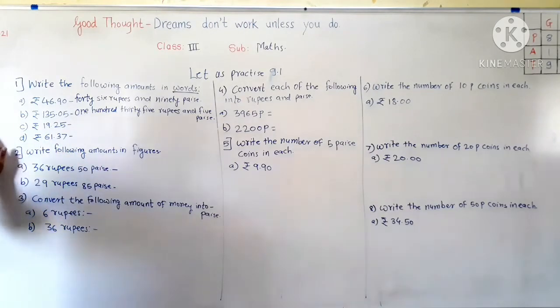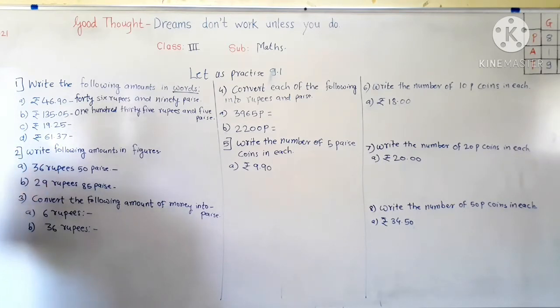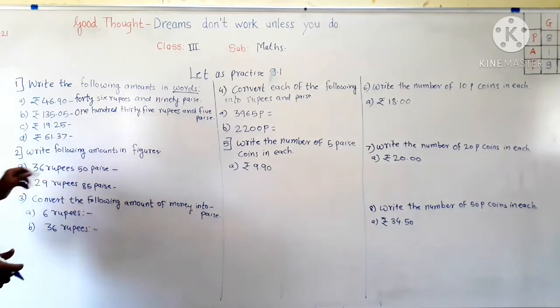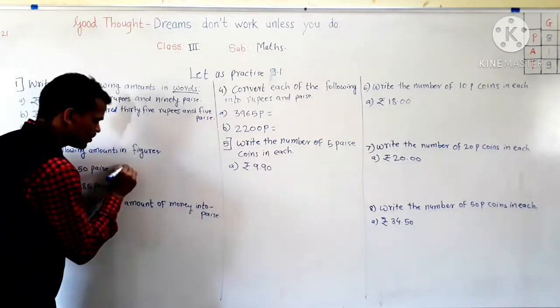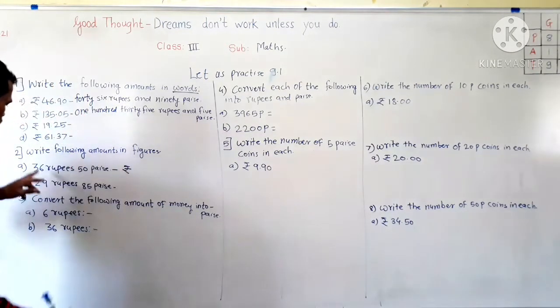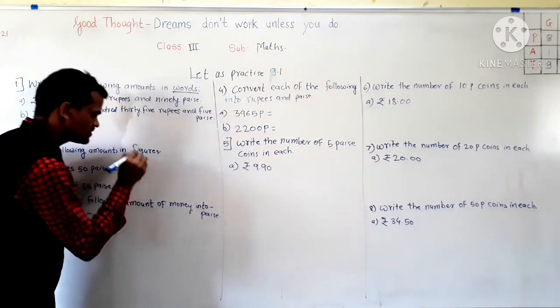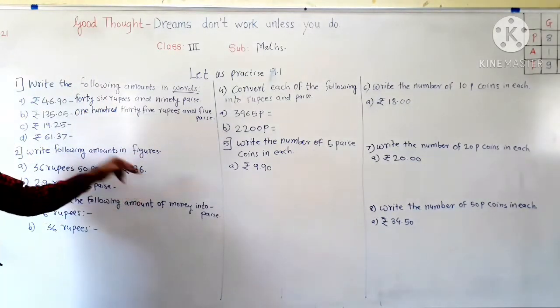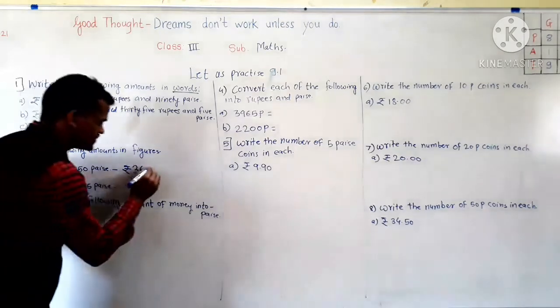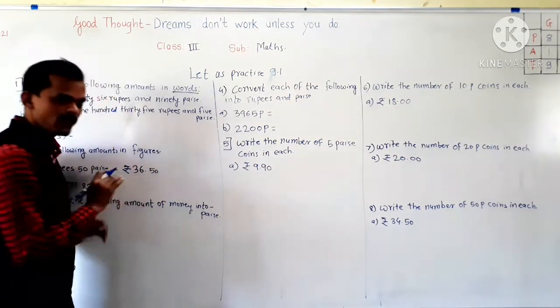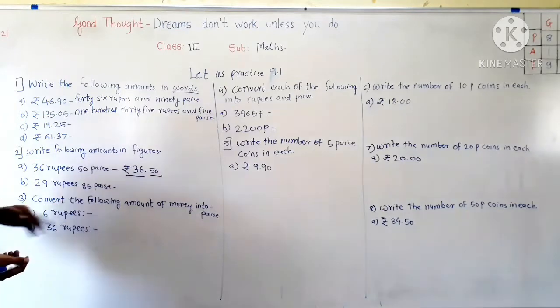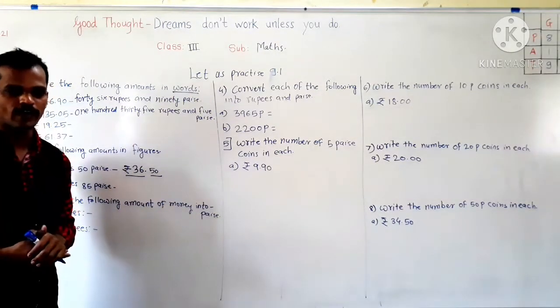Okay, the next question, write the following amount in figures. 36 rupees and 50 paise. Here the amounts are given in words, we have to write those amounts in figures. So for 36 rupees and 50 paise, write the amount like this: give the rupees sign, then 36, then after 36 give a point and then 50 paise. This point separates rupees and paise. Then 29 rupees and 85 paise, you have to write that amount.